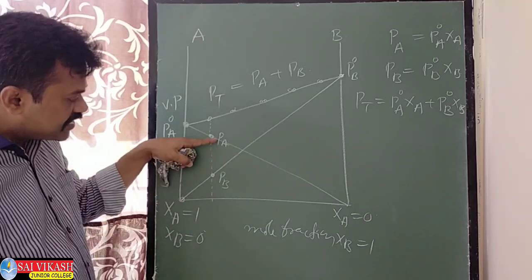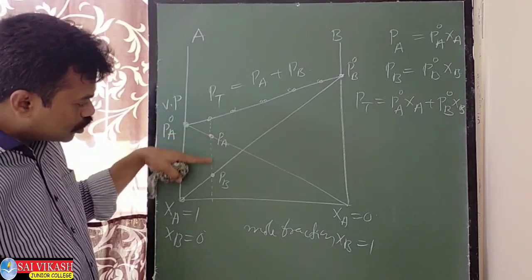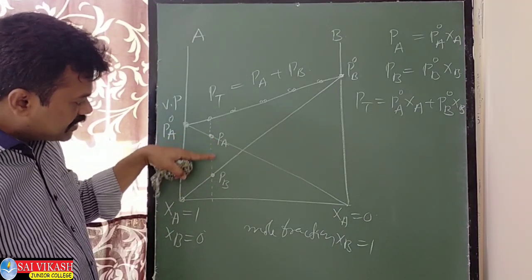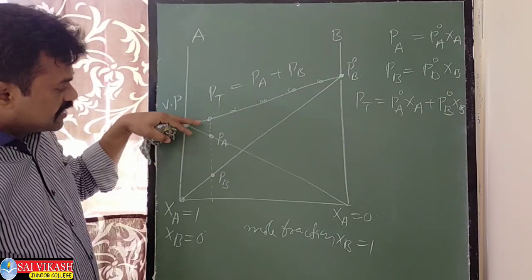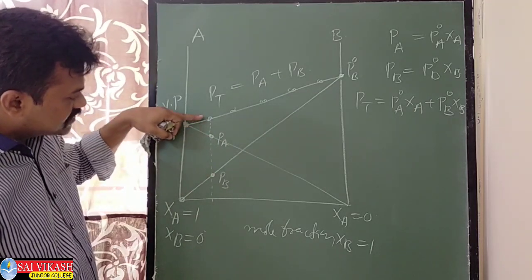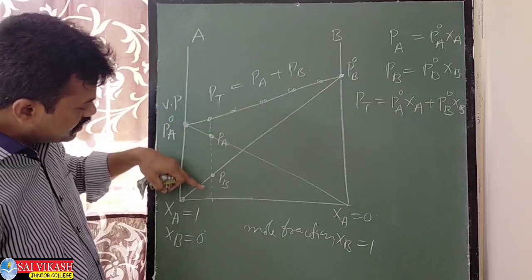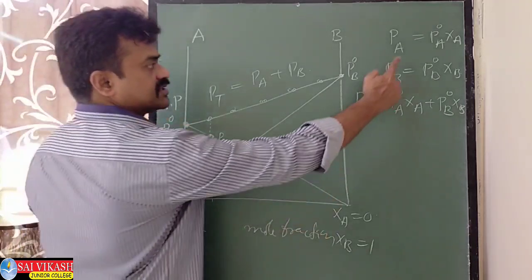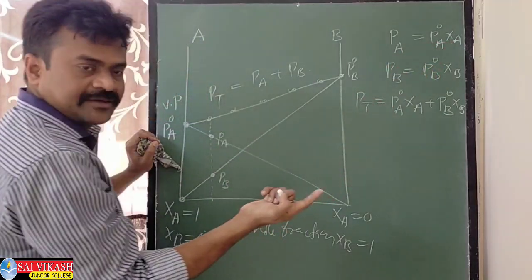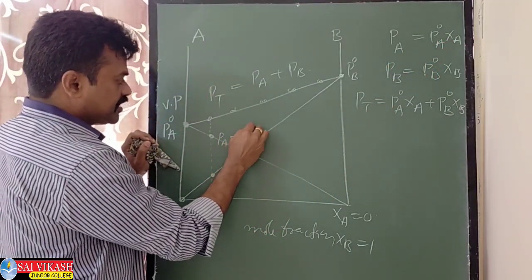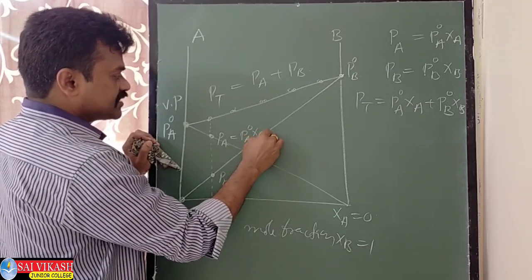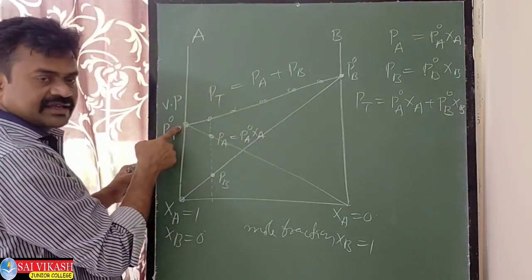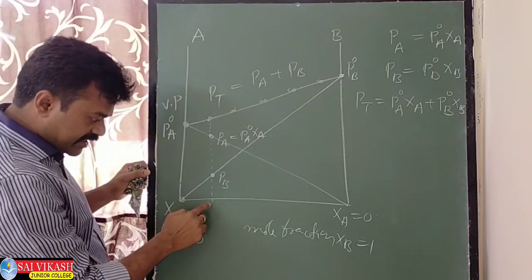How to get the PA and PB? Because PA plus PB is the total vapor pressure. Because from these two points, this point is higher, because the sum of these two gives the total vapor pressure. PA, how to get? This is the formula: P naught of A into XA. P naught of A will come here. How will XA come? It will come here, see.